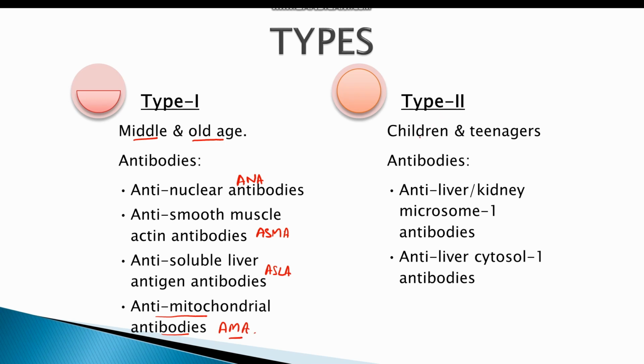Type 2 autoimmune hepatitis is more common in children and teenagers. And the antibodies involved in type 2 autoimmune hepatitis include anti-liver kidney microsome 1 antibodies and anti-liver cytosol 1 antibodies.